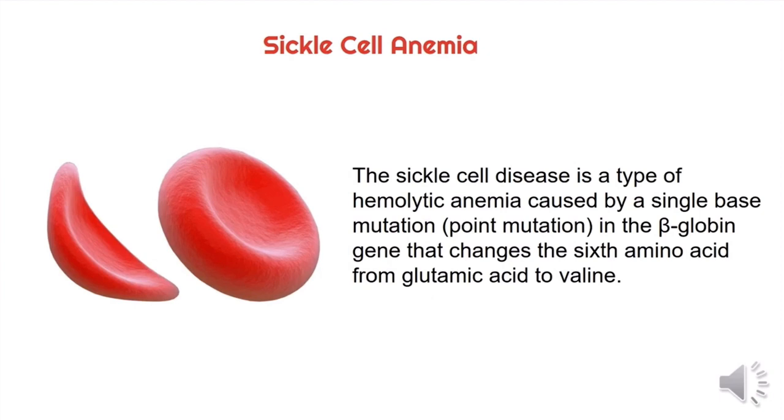So let's start with sickle cell anemia. Sickle cell disease is a type of hemolytic anemia. It is caused by a single base mutation, called a point mutation. This mutation will affect the beta globin gene, changing the sixth amino acid from glutamic acid to valine.